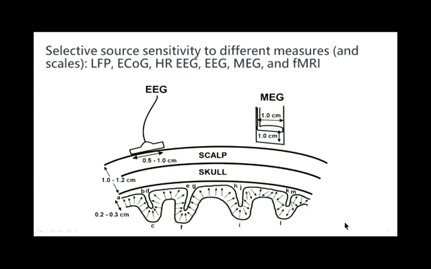The scalp electrode is mostly sensitive to widespread synchronous activity, represented by these arrows in the cortex shown here. Each arrow might represent a macrocolumn, that is, the 1 millimeter scale, with each macrocolumn containing about 1 million neurons and about 10 billion synaptic sources.